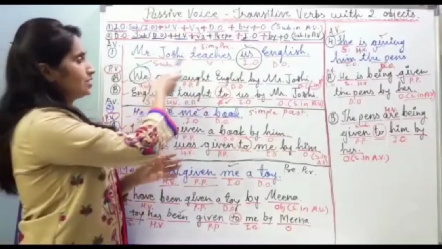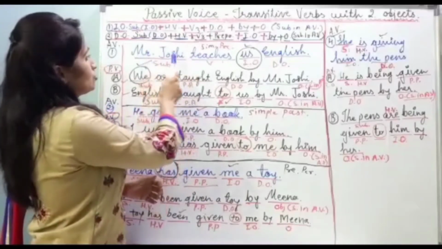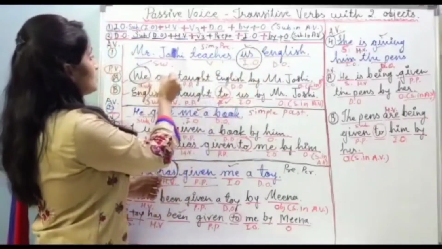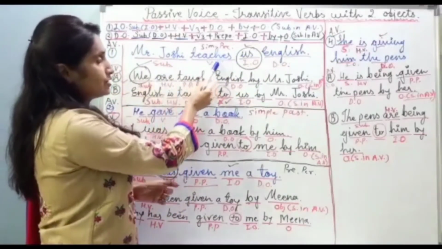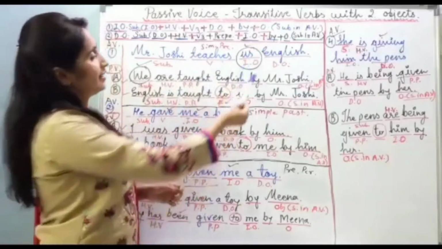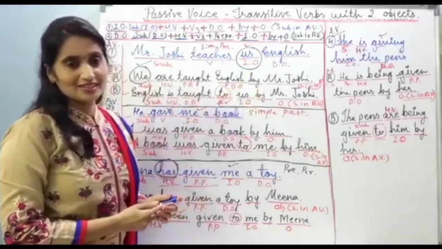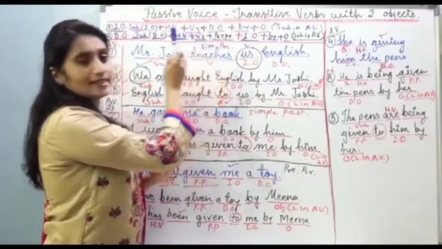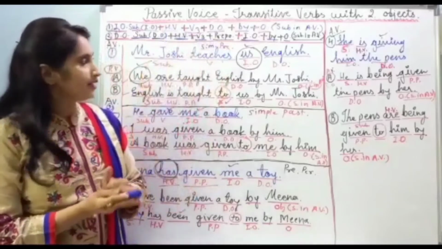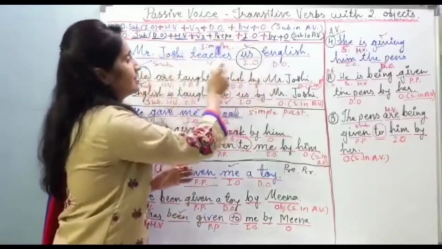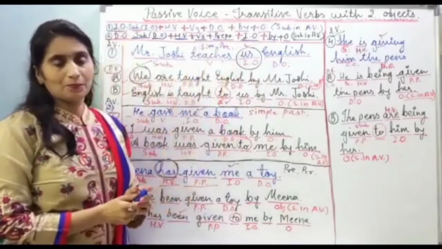I am reading the sentence. The first sentence is, Mr. Joshi teaches us English. In this sentence, Mr. Joshi is the subject, teaches is the verb, us is the indirect object, and English is the direct object. The verb teaches helps us to identify the tense of the sentence. This sentence is in simple present tense.